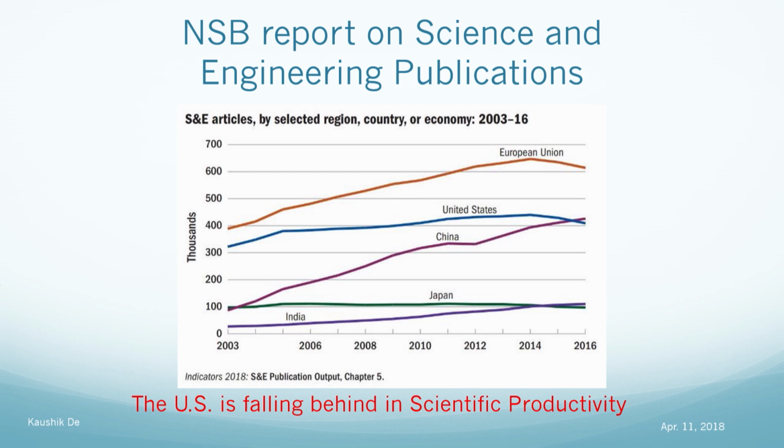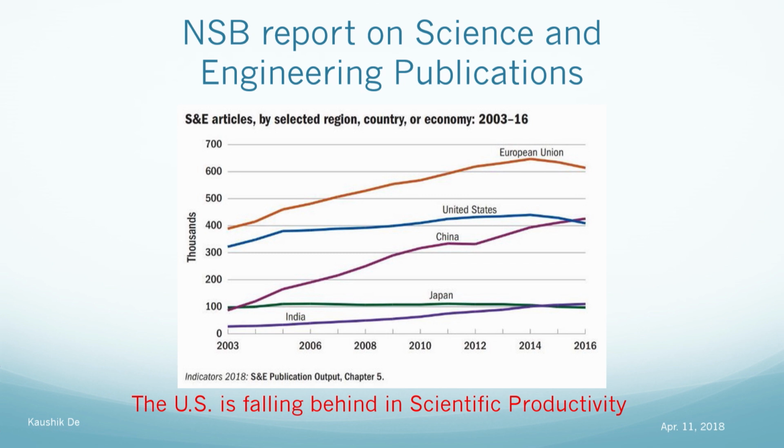There are signs of worry along the way. The National Science Board published its report, which it does every couple of years, on the state of science and engineering. And one of the metrics that they look at is the number of publications in science and engineering by country. And what do you see in this plot? In red is the European Union. It's starting to go down. In blue is the United States. It's starting to go down over the last few years.